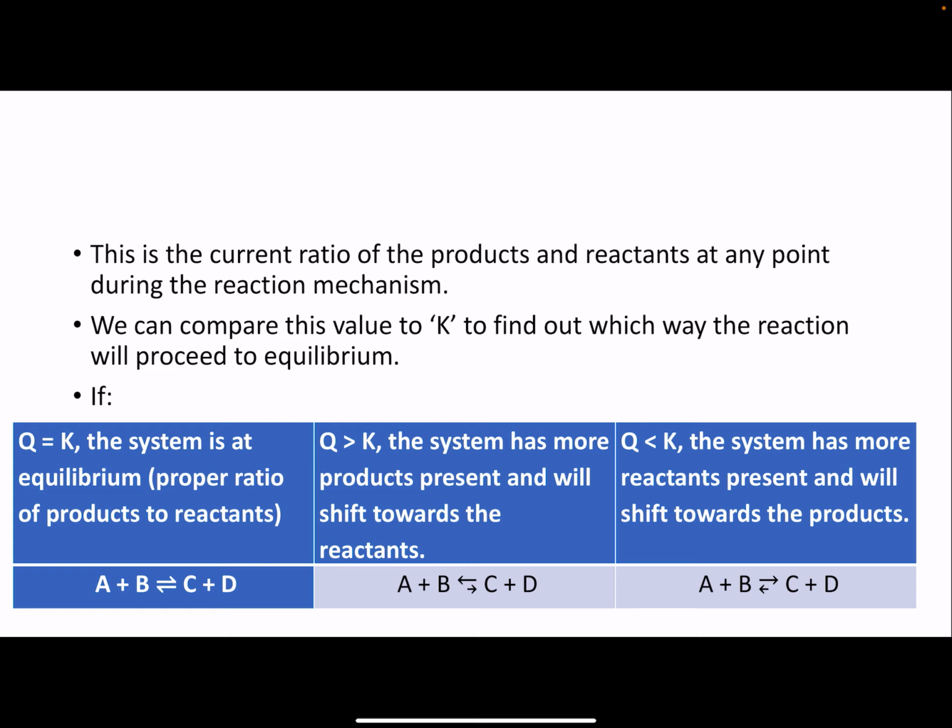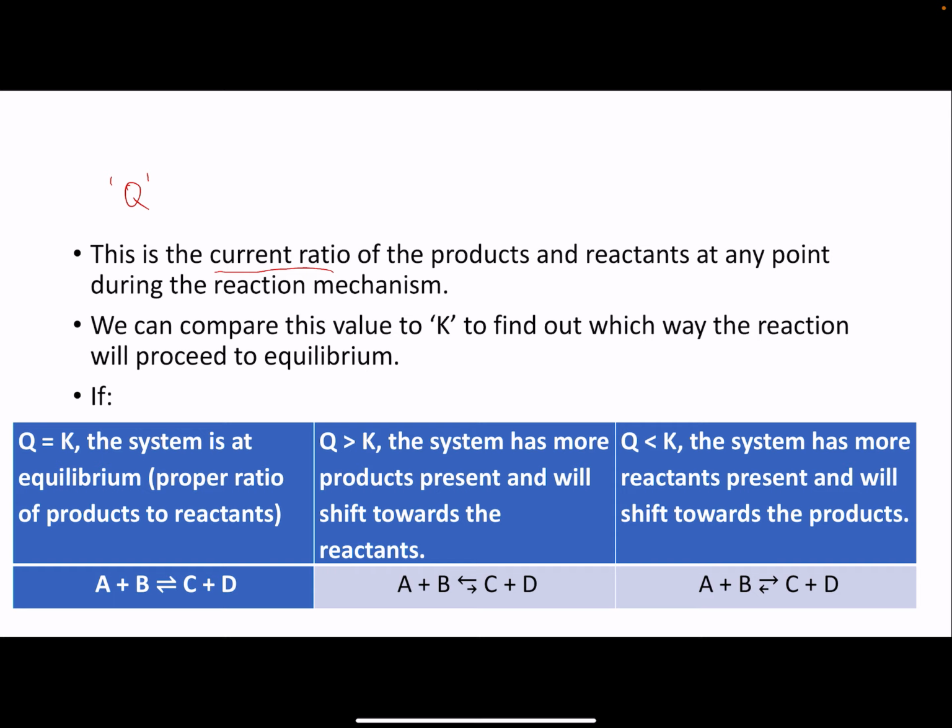So if we compare that here, Q, which is called the reaction quotient, is the current ratio of products to reactants. What we'll do is compare it to the value of K, which is known for the reaction, and it'll help us identify what's going to happen with that reaction. So if Q and K equal each other, that means the system's at equilibrium because everything's in the proper ratio. And you can see the double-headed arrow is the same, which means the reactions are happening at equal rates.